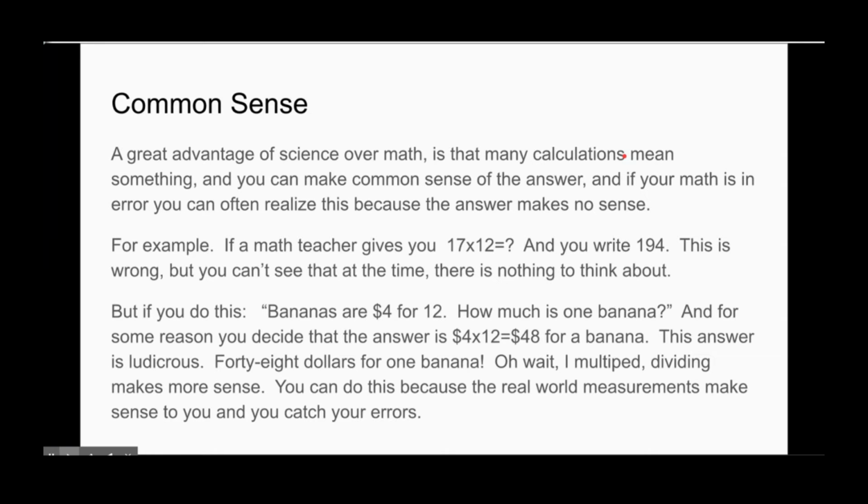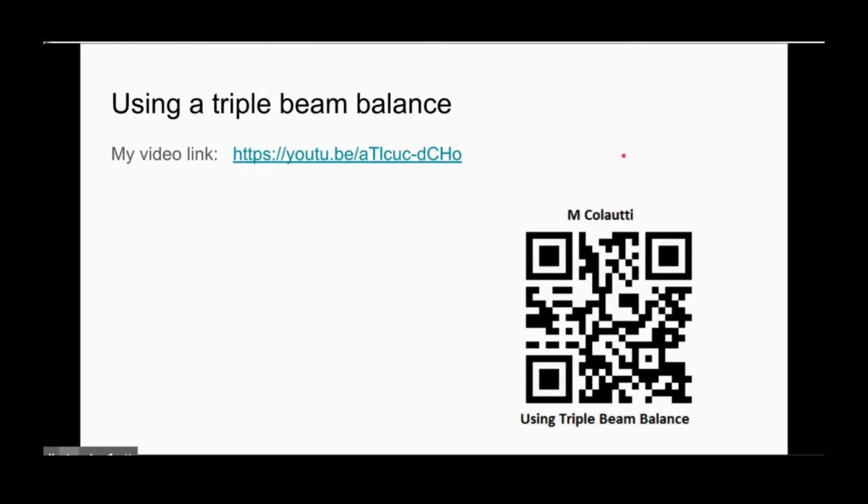If $4 for 12 bananas, like, you realize, well, what if I did 12 divided by 4? That'd give me $3 a banana. But no, it's 4 divided by 12, and that's 1/3 of a dollar. Yeah, that works out. You know what I mean? You can think your way to the answer. So density has this capability as well.